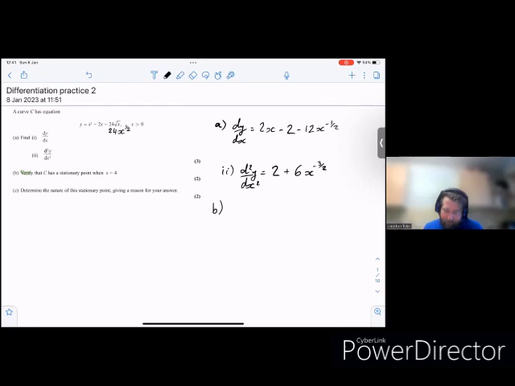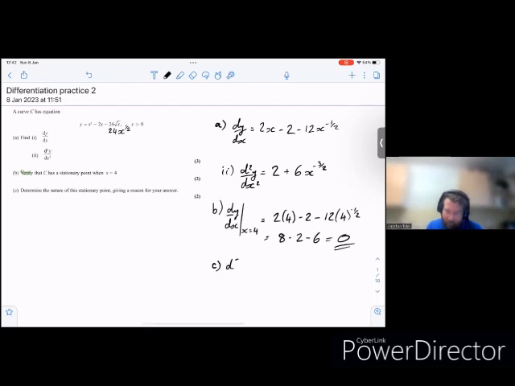So dy by dx when x equals 4 is 2 times 4 minus 2 minus 12 times 4 to the minus a half. That's 8 minus 2. 4 to the minus a half is 1 over 4 to the half, so that's 1 over 2. So 12 times 1 over 2 is 6, and that equals 0. So that verifies it. Determine the nature of the stationary point, giving a reason for your answer.